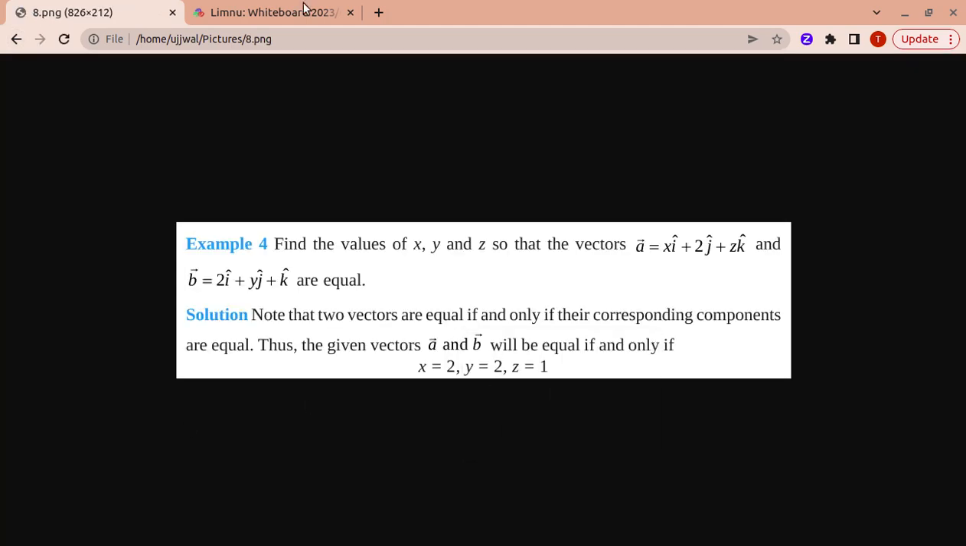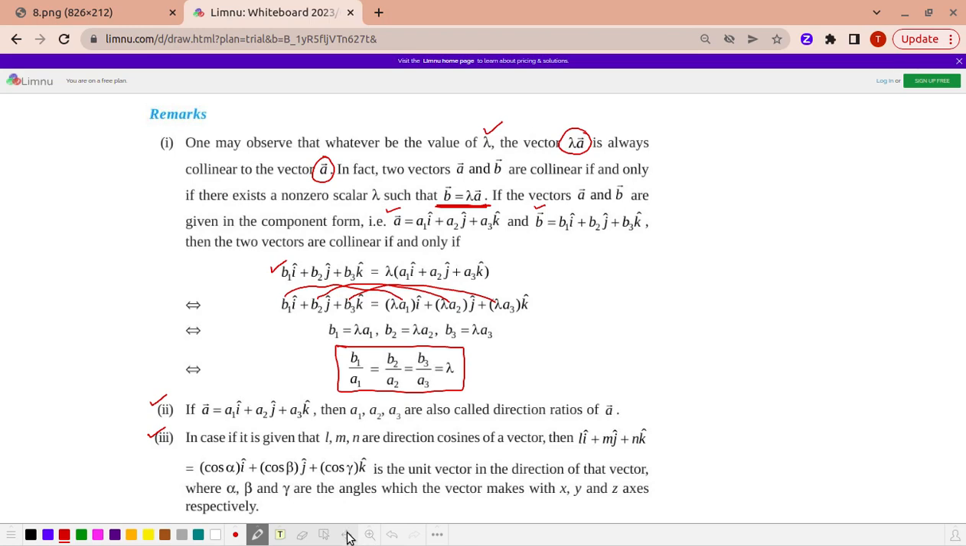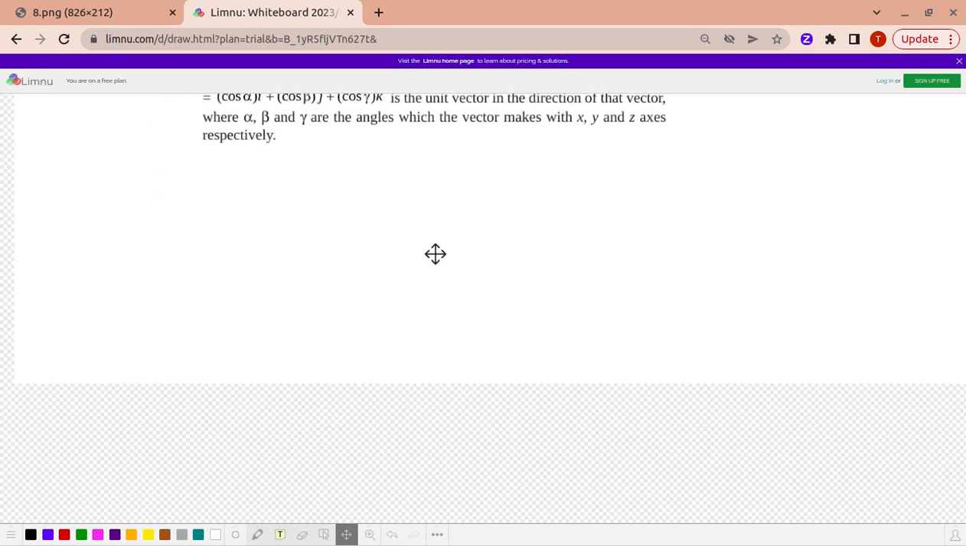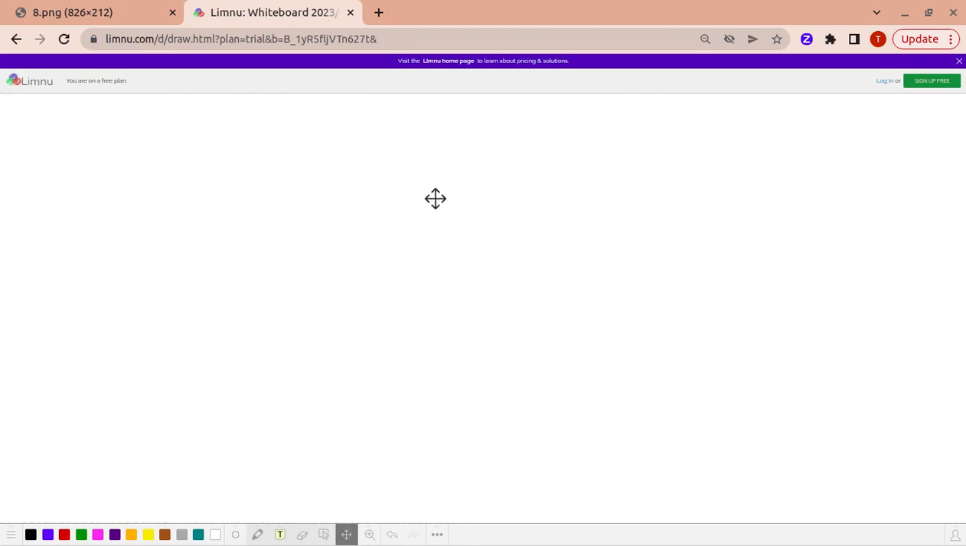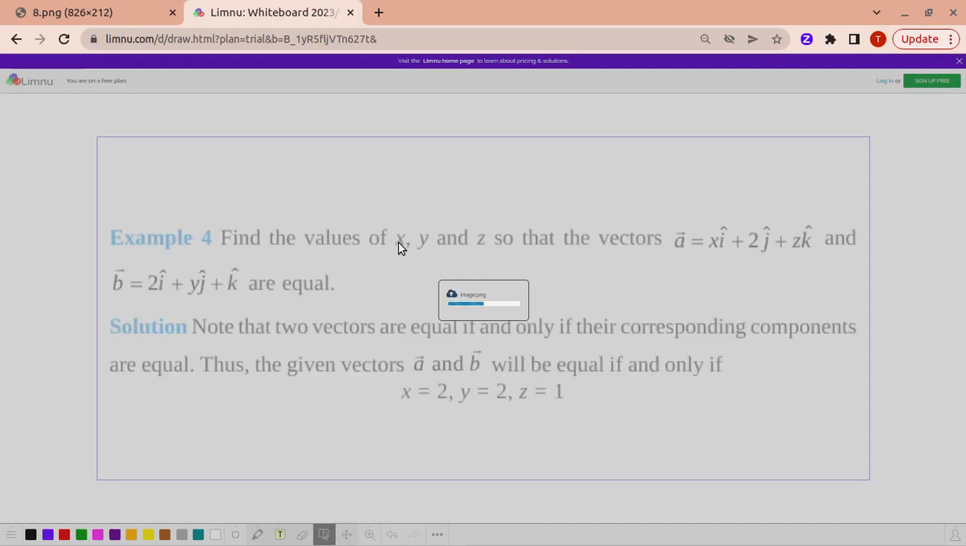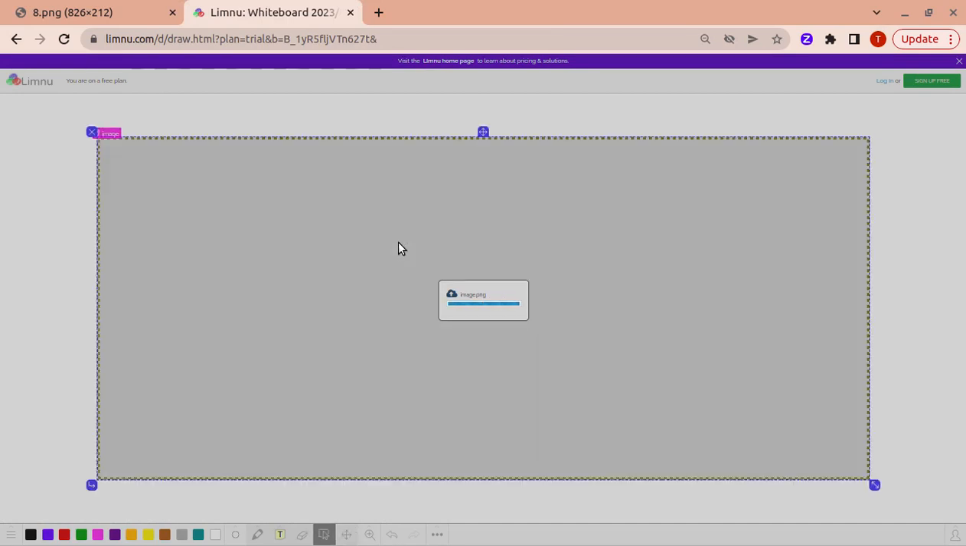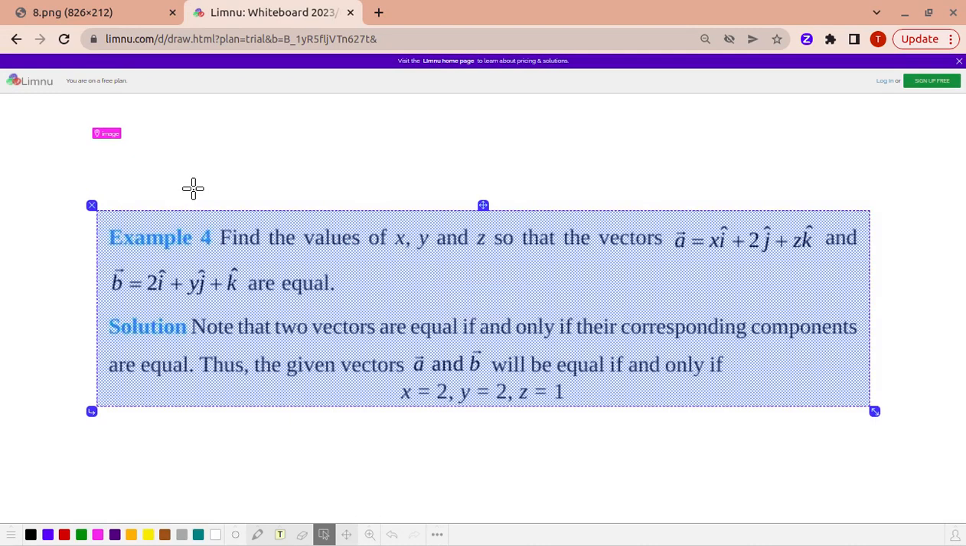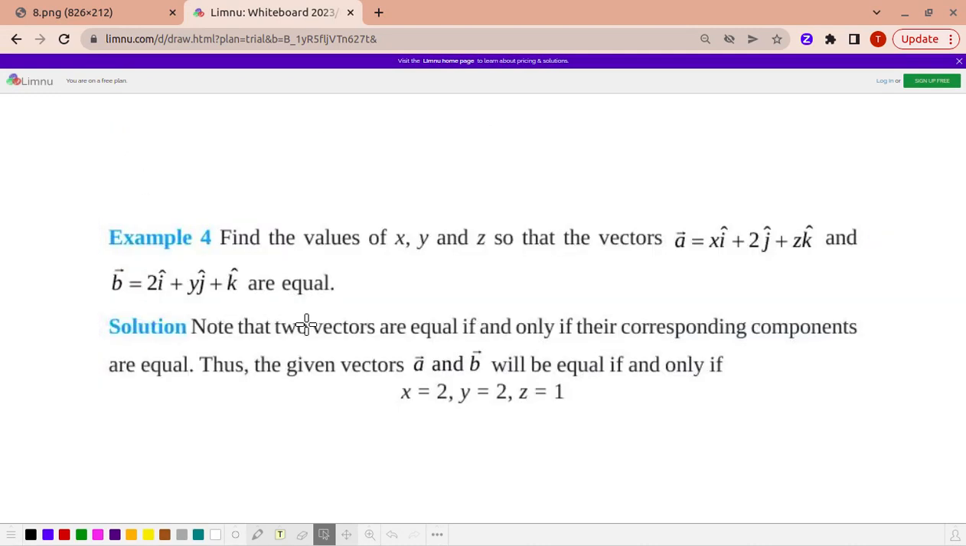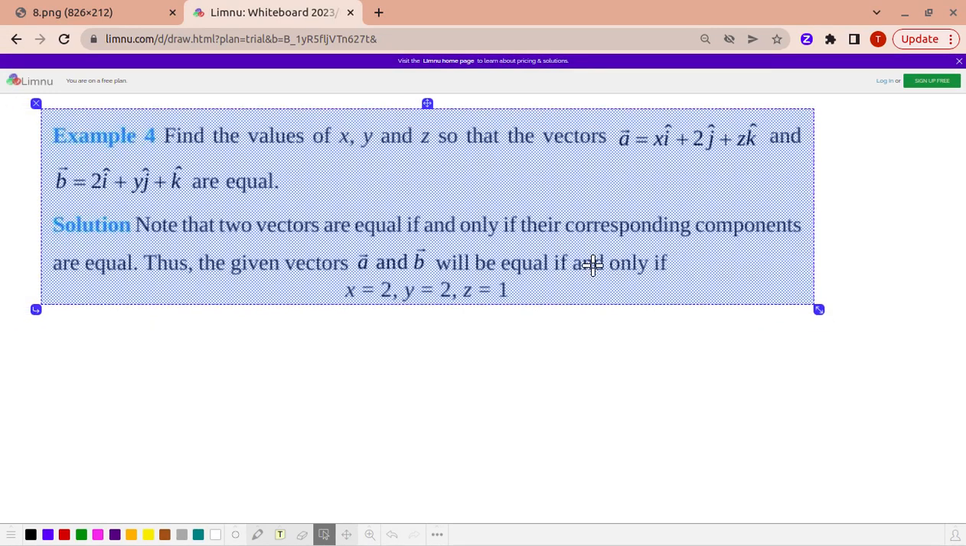So let's take one example here. Please open your notebook and do the example along with me. So the example here, dear students, let me read out the question first.